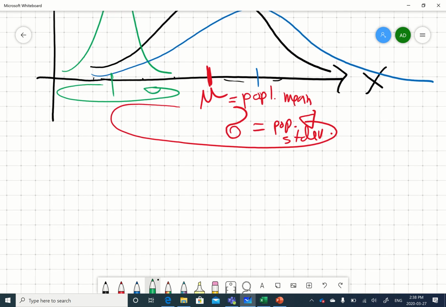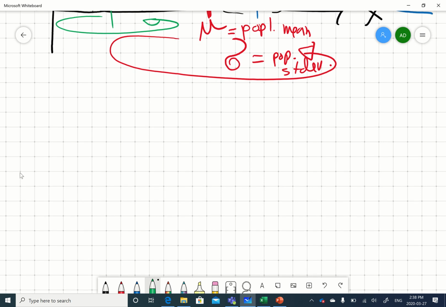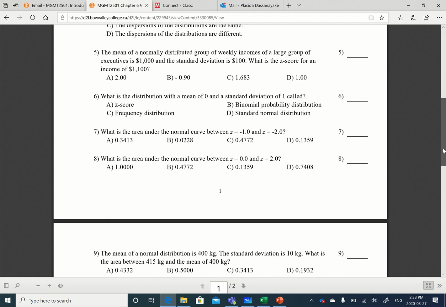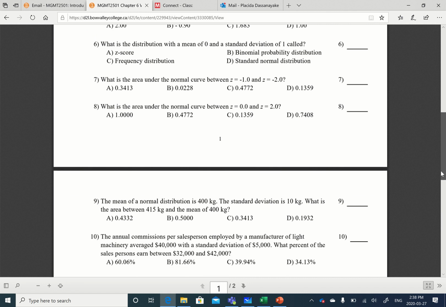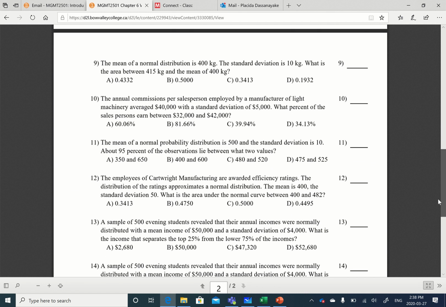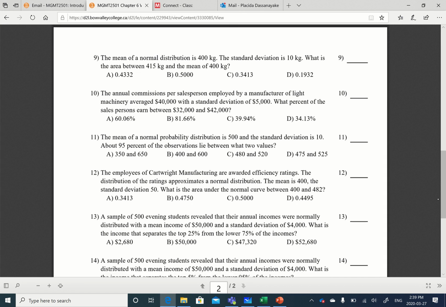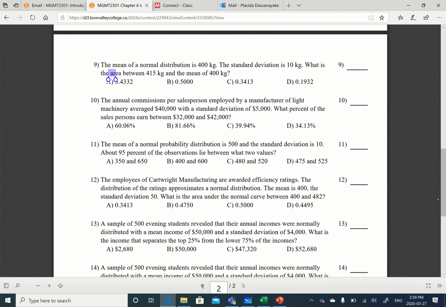So I'm just going to jump right into the questions now. Let's have a look at some questions from the worksheet. I'm not even going to talk about the standard normal curves. You don't need to. I'm just going to point you towards the most essential ones. Have a look at question number 9 on the worksheet, chapter 6.